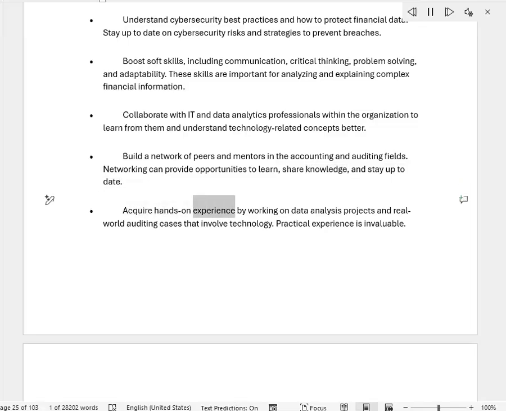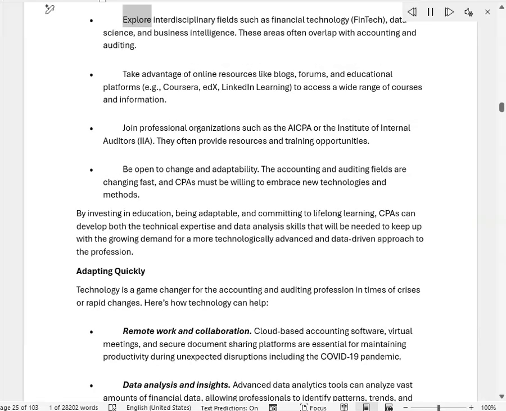Acquire hands-on experience by working on data analysis projects and real-world auditing cases that involve technology. Practical experience is invaluable. Explore interdisciplinary fields such as financial technology, fintech, data science, and business intelligence. These areas often overlap with accounting and auditing. Take advantage of online resources like blogs, forums, and educational platforms, for example Coursera, edX, LinkedIn Learning, to access a wide range of courses and information.